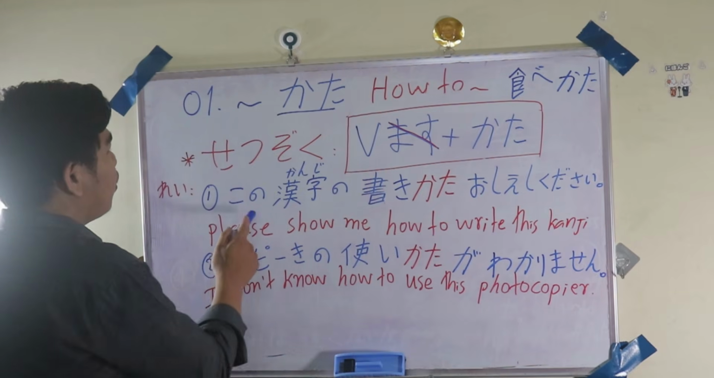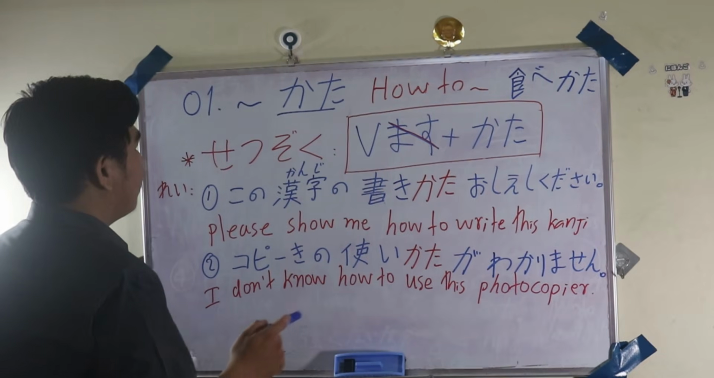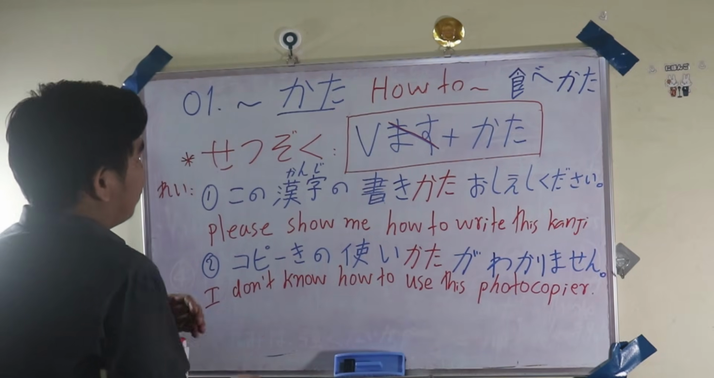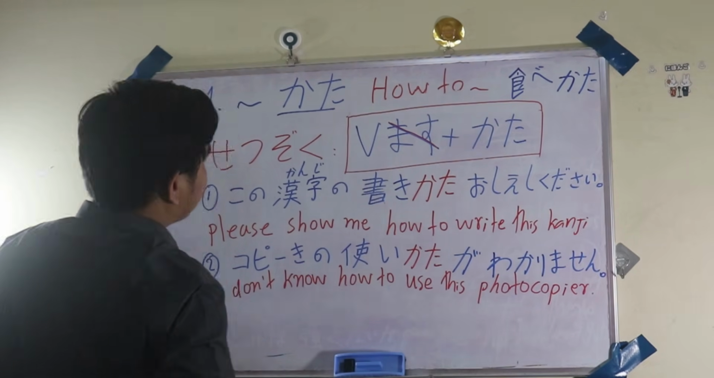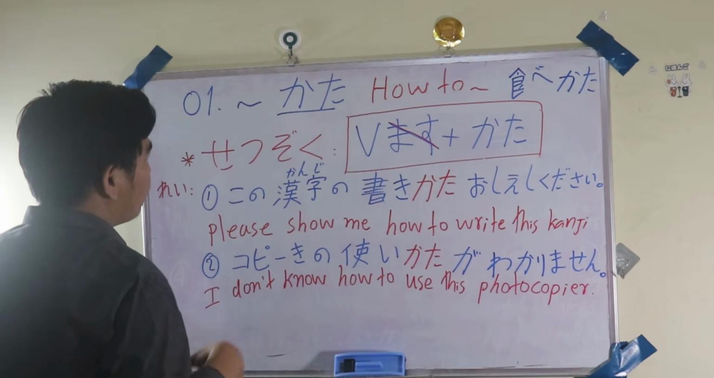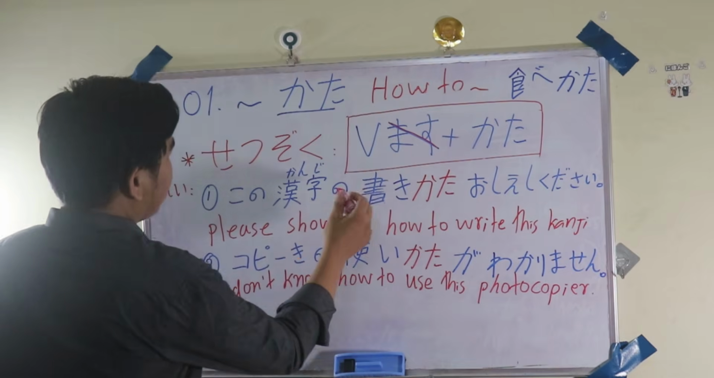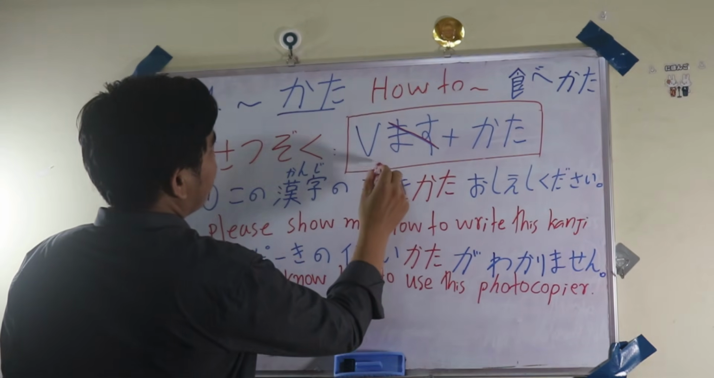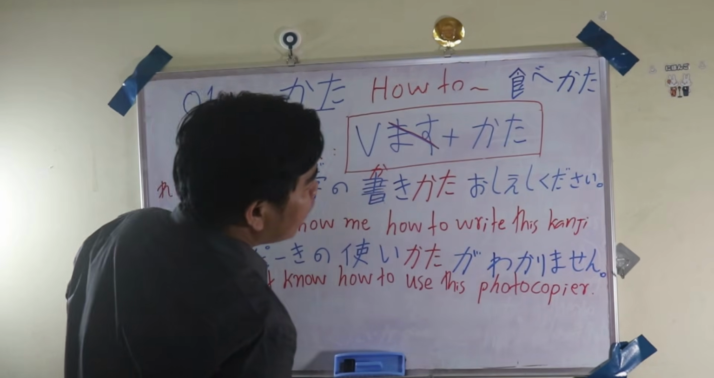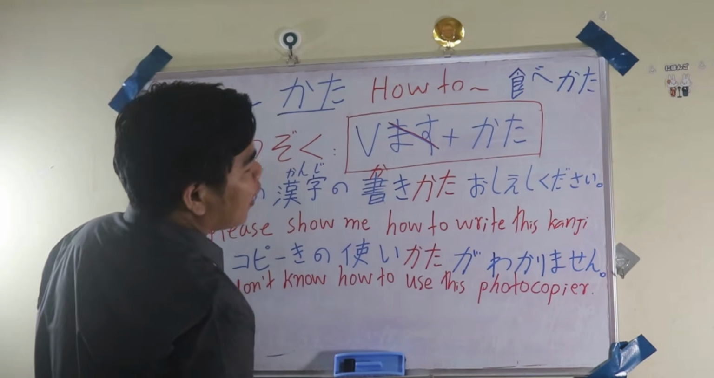Okay, let's look at the sentence. For example, この漢字の書き方を教えてください。 Once more: この漢字の書き方を教えてください。 Kanji is also a story, a way, how to remember. この漢字の読み方、読み方を教えてください。 Please show me how to write this kanji character.